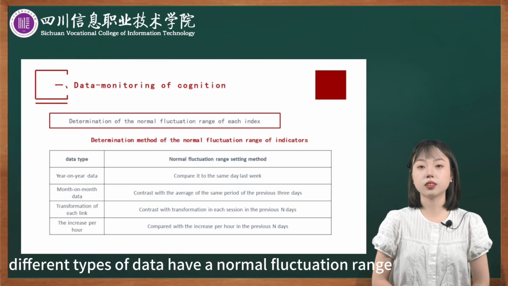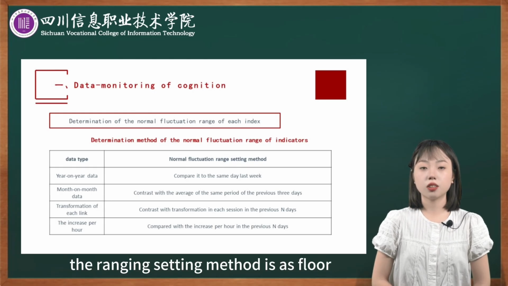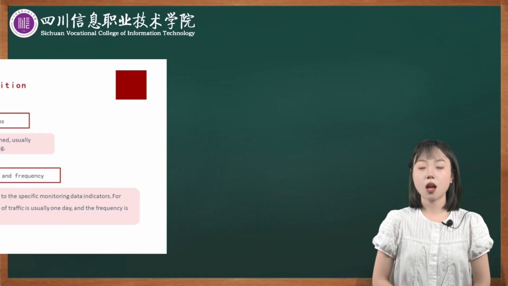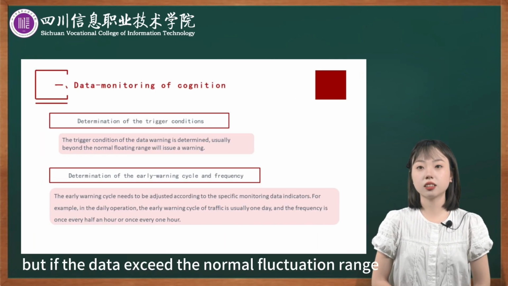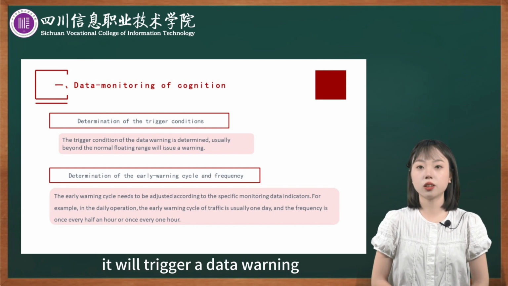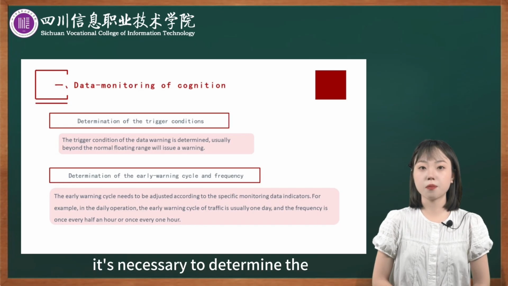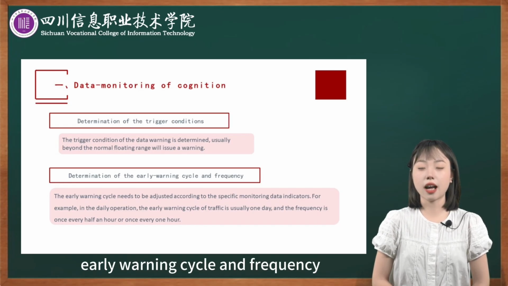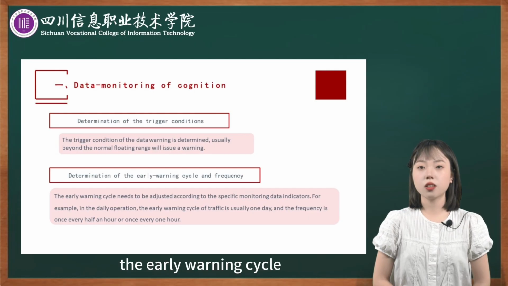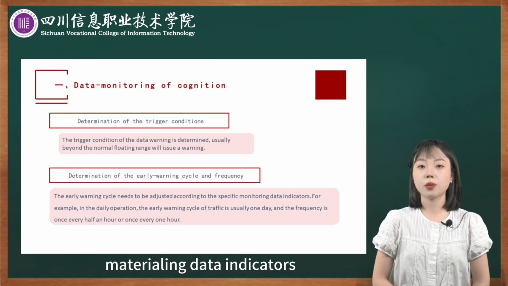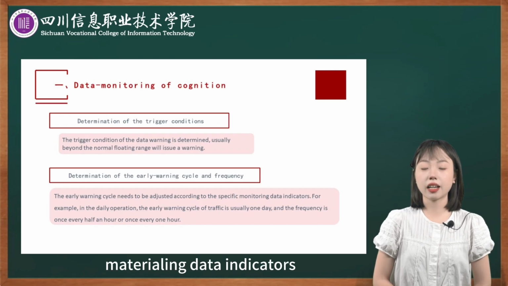Different types of data have a normal fluctuation range. The range setting method is as follows. But if the data exceeds the normal fluctuation range, it will trigger a data warning. As an operator, it's necessary to determine the early warning cycle and the frequency. The early warning cycle needs to be adjusted according to the specific monitoring data indicators.